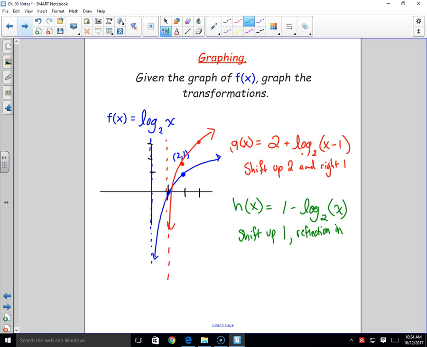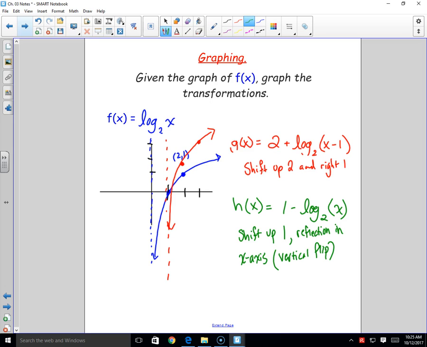It is a reflection in the x-axis. What's an easier way of saying reflection in the x-axis? Across the x-axis. Okay, across, that'd be what kind of flip? Vertical. So you could just say a vertical flip.